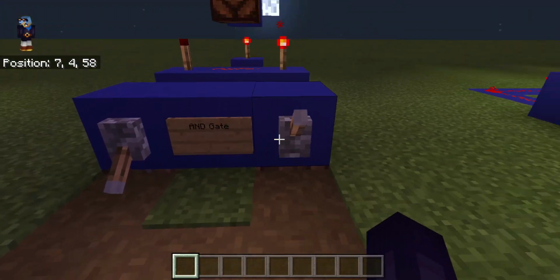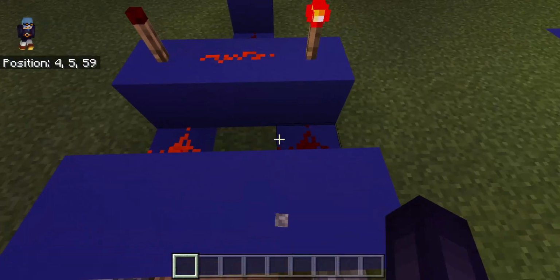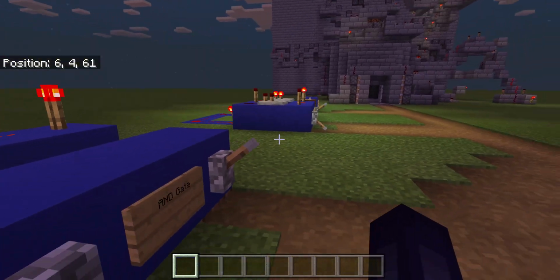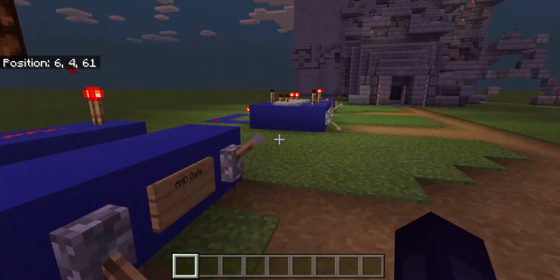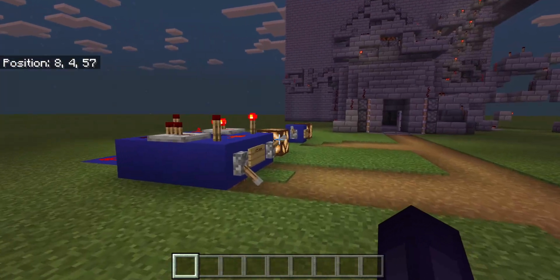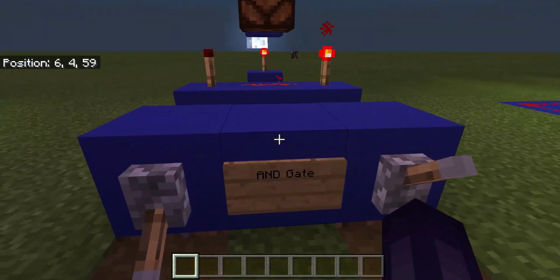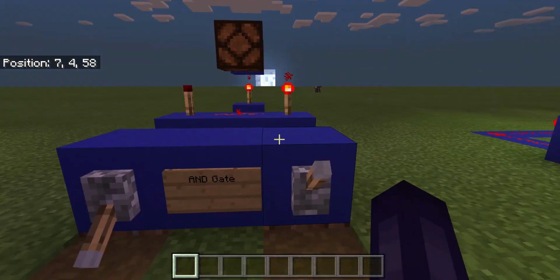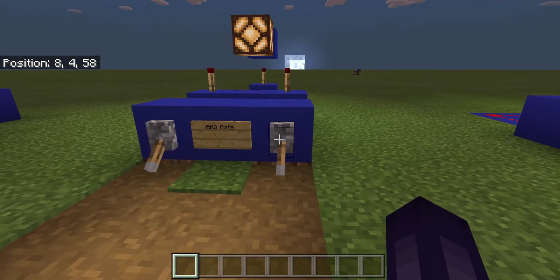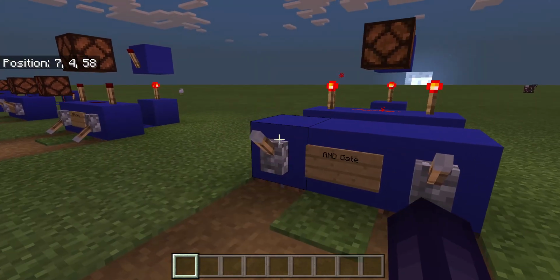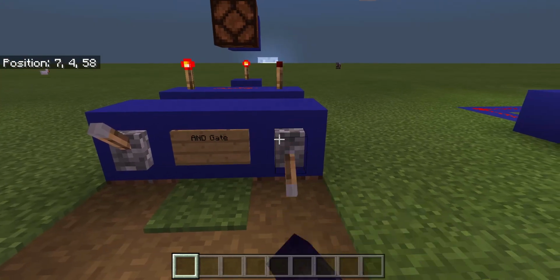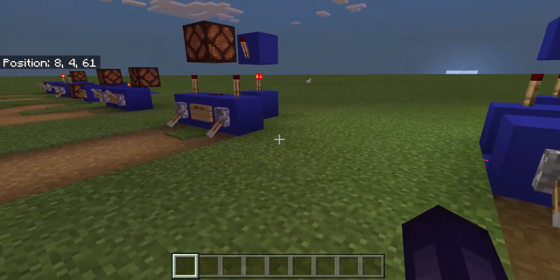The next one we have, the AND gate. This looks complicated. It's just because I built this so far back and I wanted this to look more aligned. Don't worry about it. The AND gate is simply the output is only on when both inputs are on. If one or both inputs are off, the output will not be on.